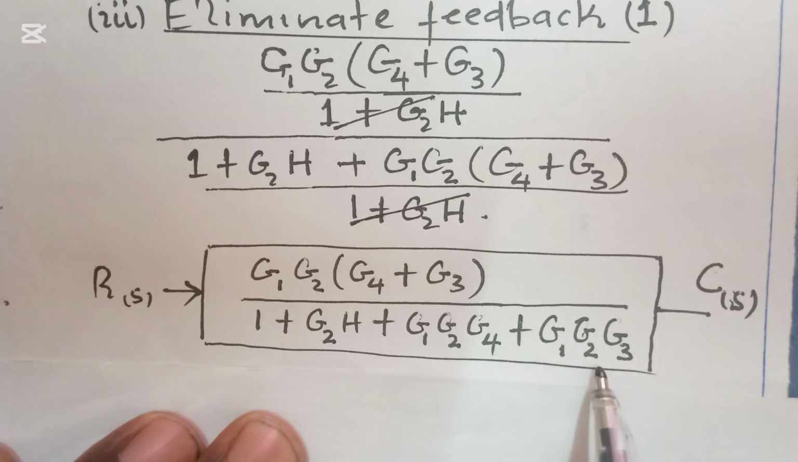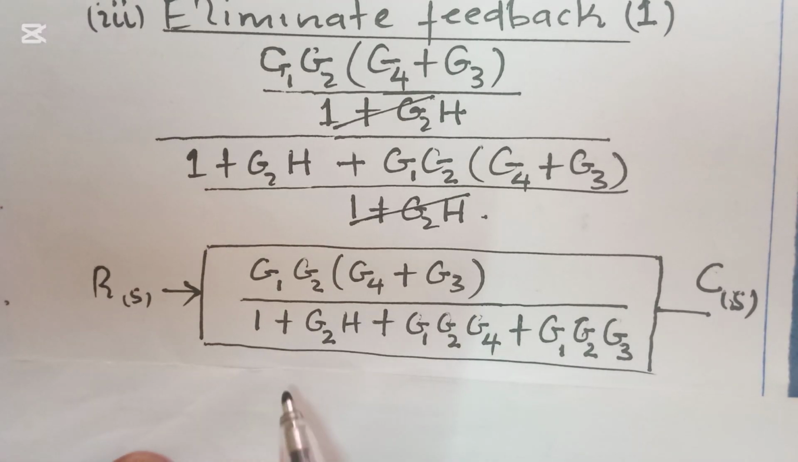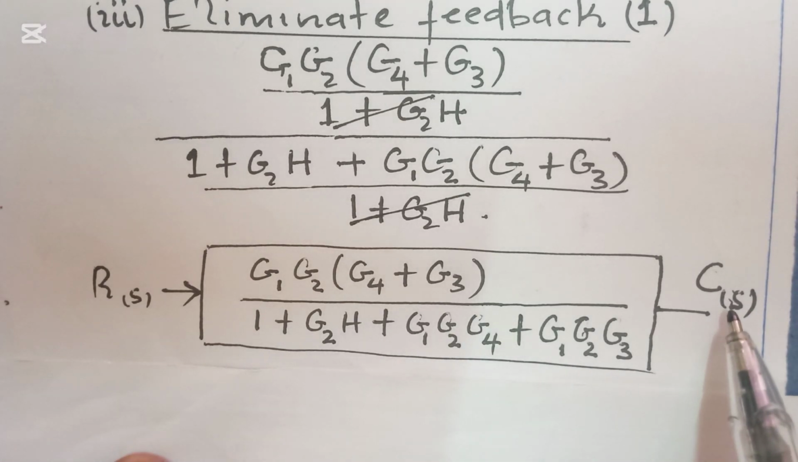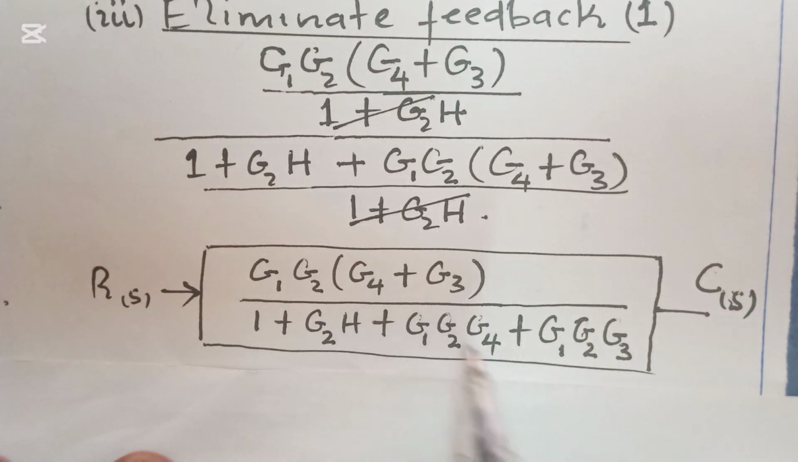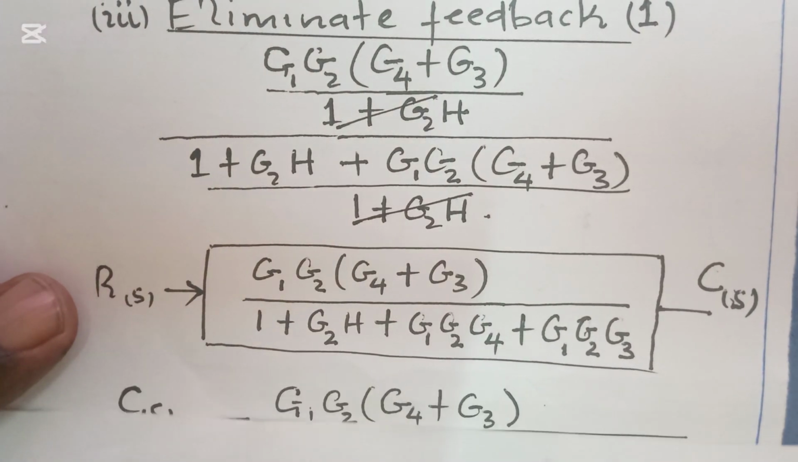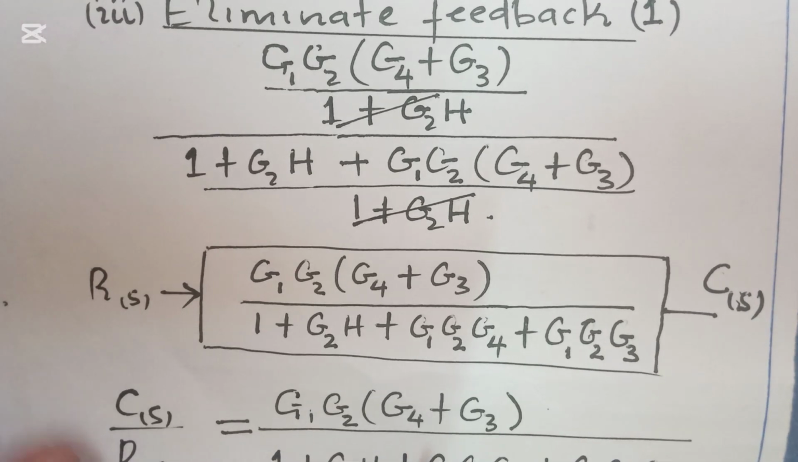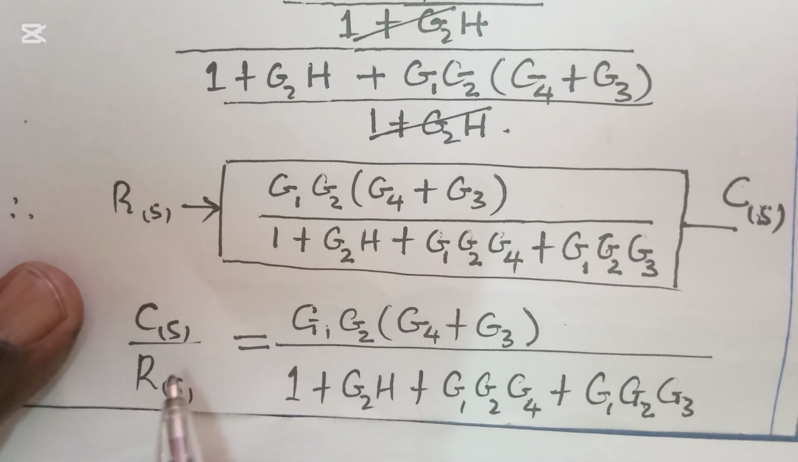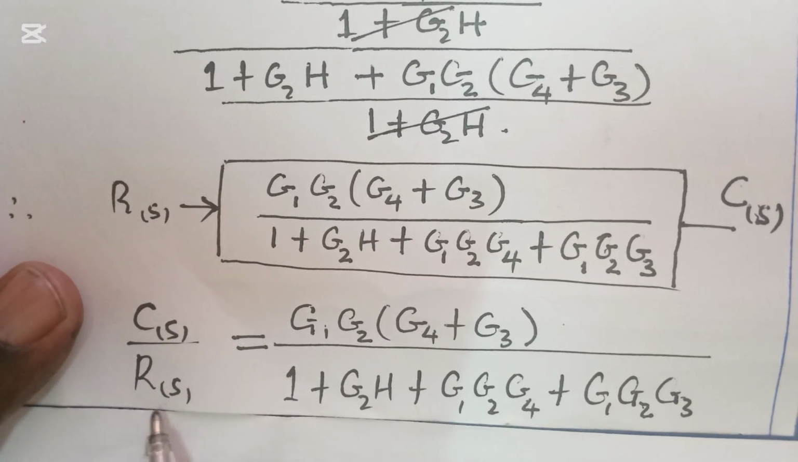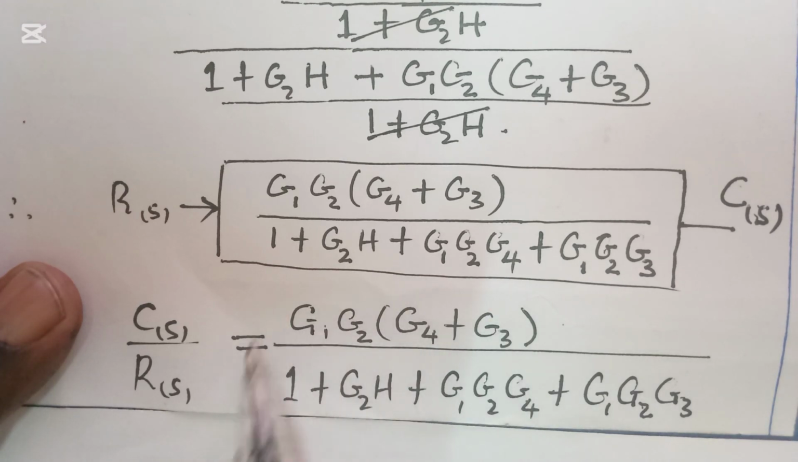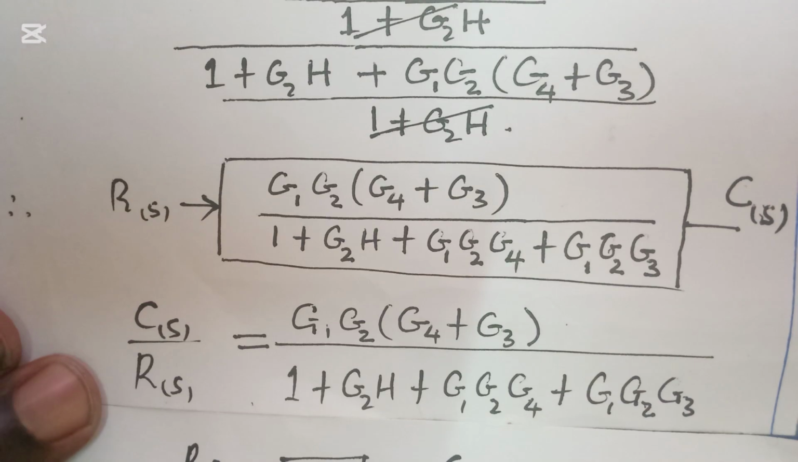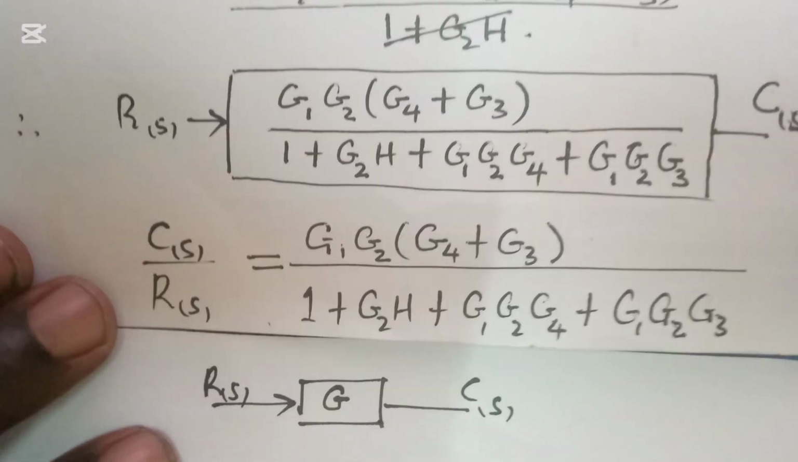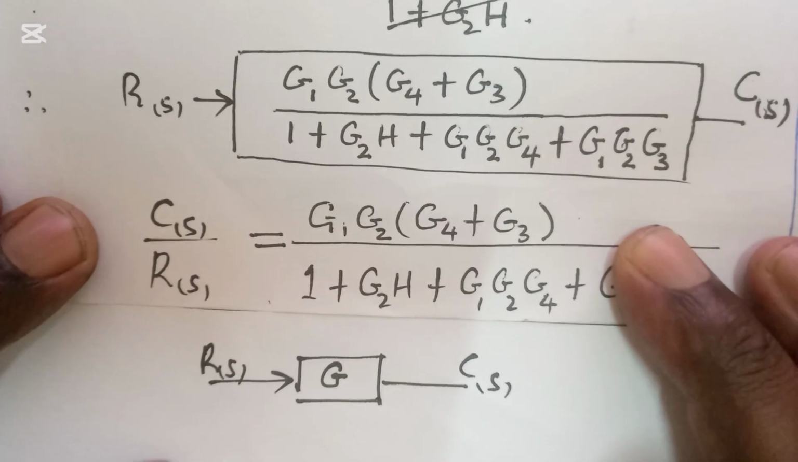So guys, for us to find C(s), we know we are going to put it like this. It's going to be C(s) all over R(s), the transfer function, which is equal to that. Also, guys, to show you in the simplest way, we can write it just like this.